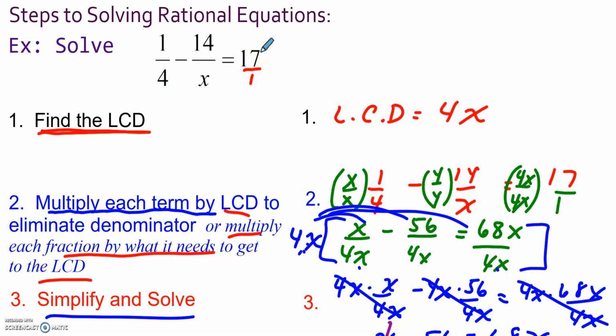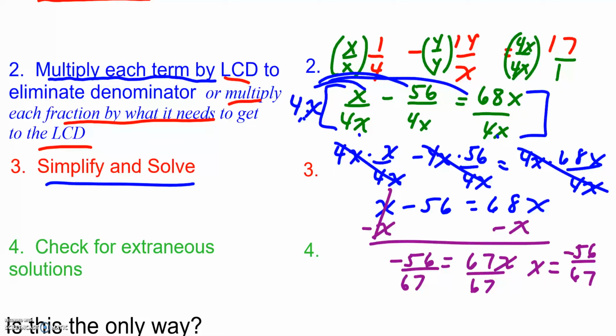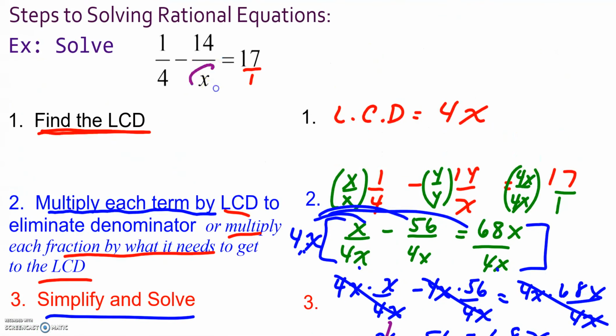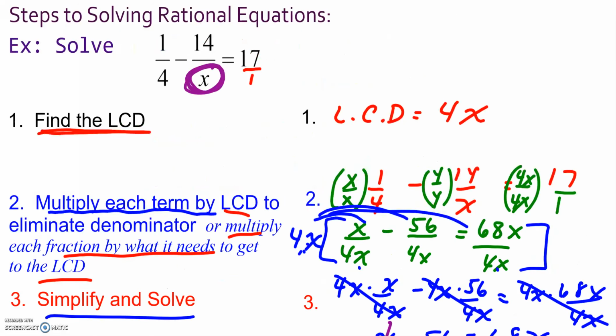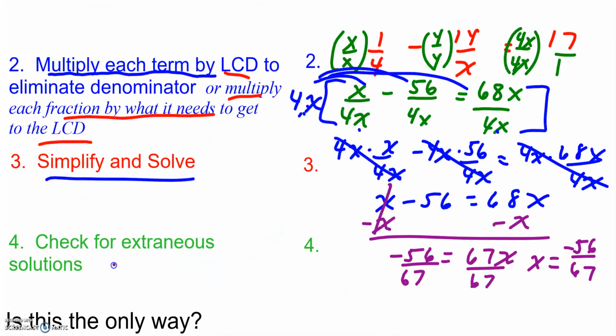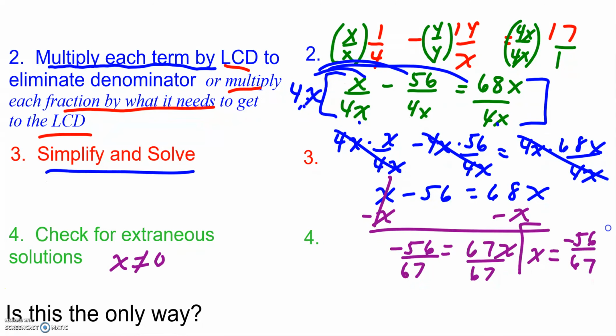But what's even more important is thinking about this idea of the extraneous solutions. Let's look back at the original. Because I have this variable in the denominator, I need to consider that idea that we talked about on the first slide, that we cannot divide by 0. So I know that x cannot be 0 because 14 divided by 0 would cause a problem. So my extraneous solution is that x cannot be 0. Since the answer that I got was not 0, this answer should work. And I've already plugged this answer in, so I know it does work.